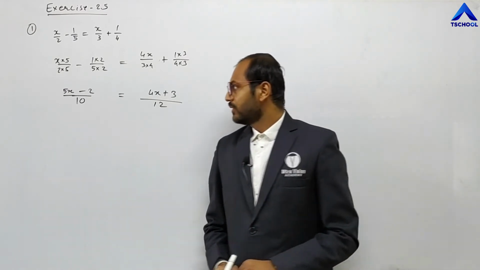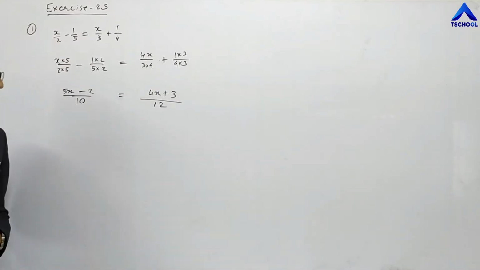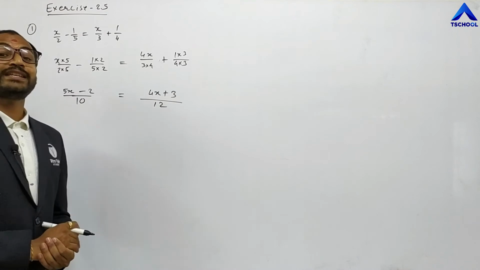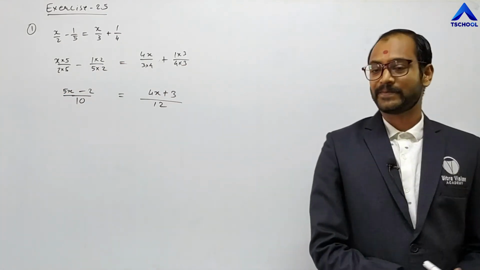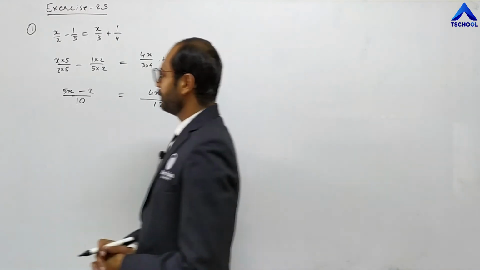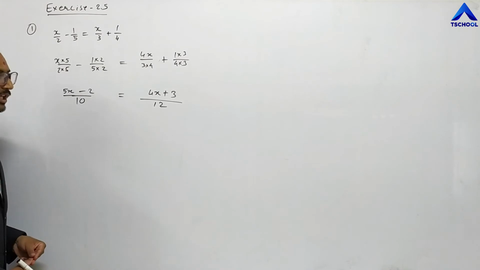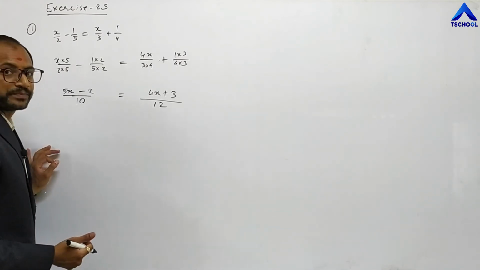If you multiply by 60 on both sides, you can remove both 10 and 12, because the least common multiple of these two is 60. Here, though, we will do it by another process. If you don't know the LCM of these two, then you can do this process also.